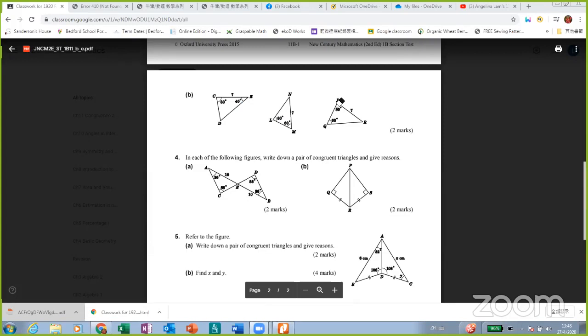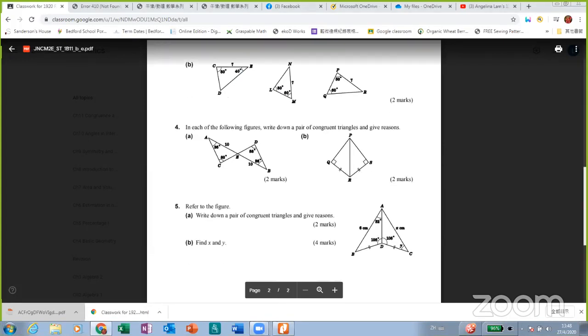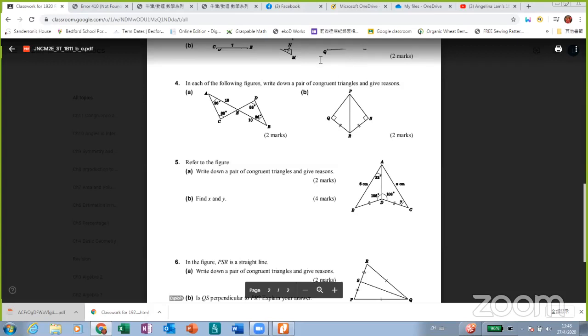And then for the next one, now you need to look at the figure, and then I know that this angle and this angle are a pair, and this angle and this angle are a pair, and then this length, they are in one pair, and actually because I know two pairs of angles are equal, in this figure we know that this angle must be equal.